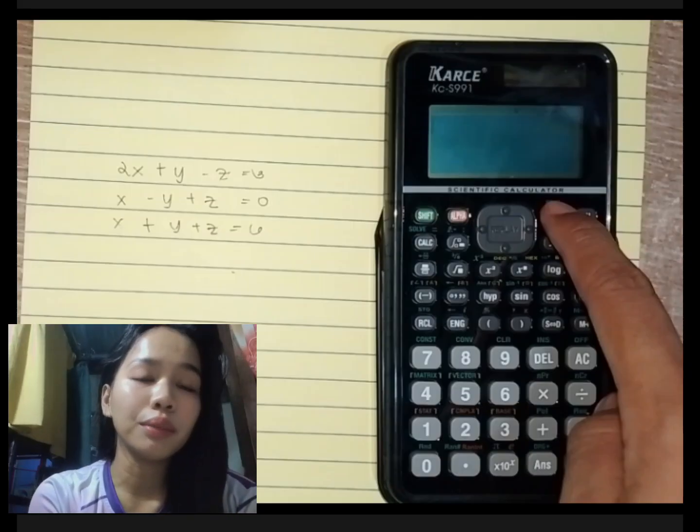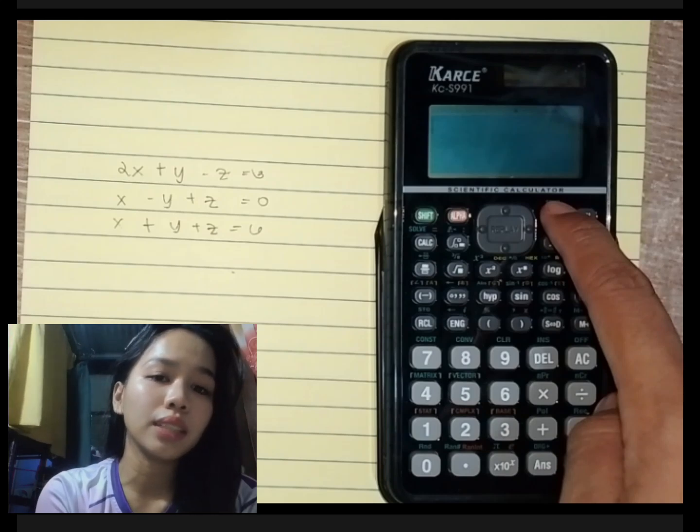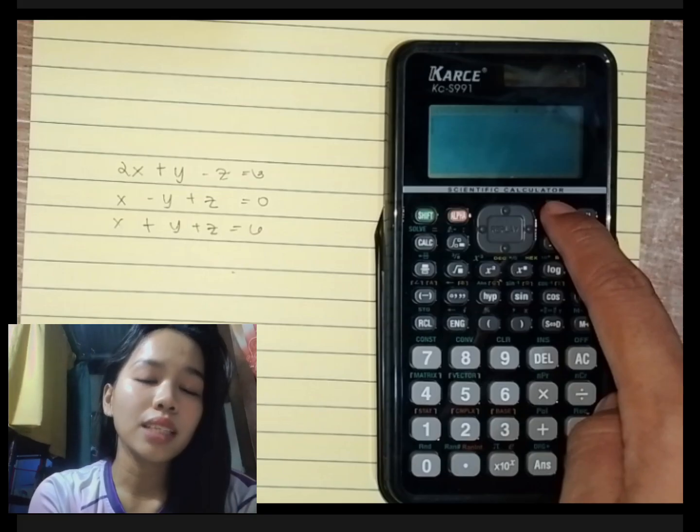So for example number 1, I have here 2x plus y minus z is equal to 3. The second equation is x minus y plus z is equal to 0. And the last equation is x plus y plus z is equal to 6.